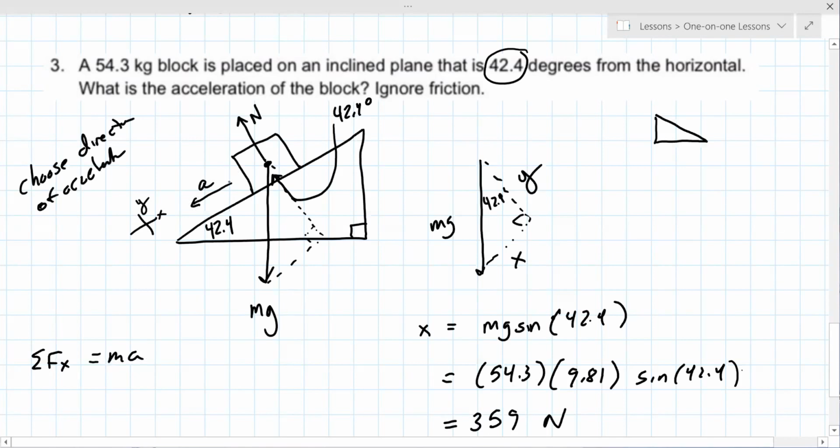So in this case, if it's going left, it's positive. Do you see how mg down here is going to the left, the x component? Yes, I do. So that's positive. mg sine 42.4, those 359 newtons, we'll just throw that number. It's going to the left, so it's positive. Are there any other forces going to the left that I've drawn here? Just the acceleration, right? And that's over here on the right. So that equals mass times acceleration.